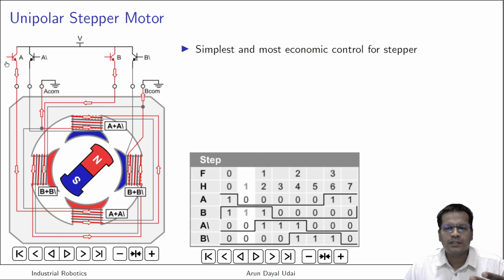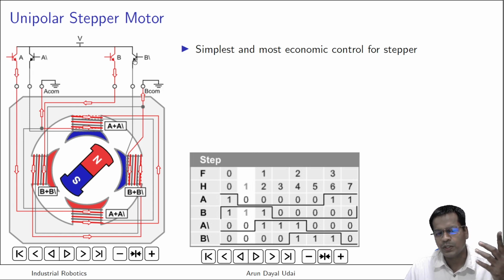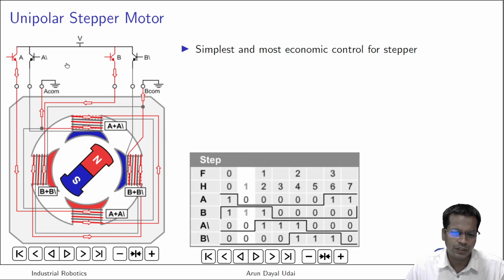Speed of pulse means number of pulses per unit time. That governs the speed of this armature. So you can control the speed, you can control the direction, both using these two. What else do you want? Right? And they automatically go to a specific position.